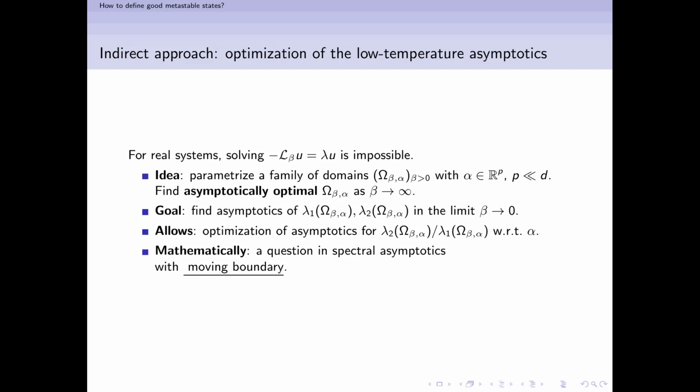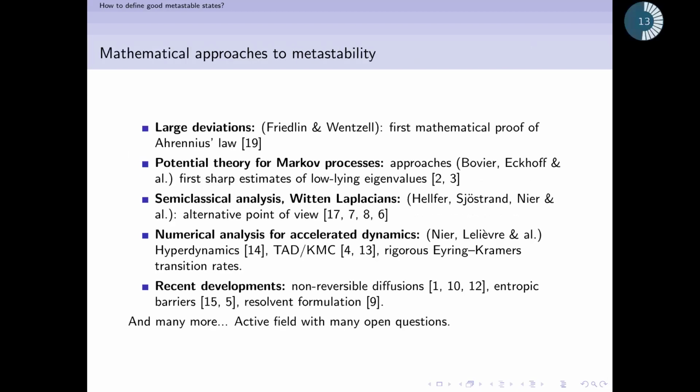But mathematically, we have a question which is just to find asymptotics of eigenvalues when the boundary moves, when the domain moves with time. So I'm going to pass on this, but for those who are interested, this is a sort of mini review of previous work in this field, spectral asymptotics and the low temperature limit, and applications to metastability. So it's really a rich domain. So if you're interested, we can chat about this.